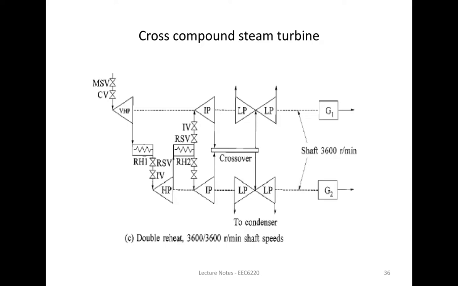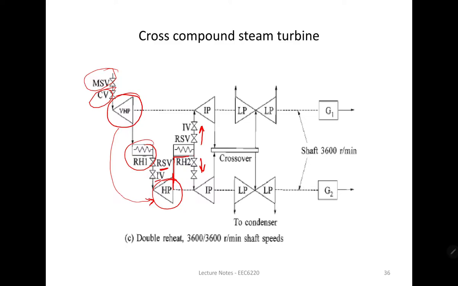Here you can see we have MSV, CV, and the very high pressure turbine. After the very high pressure turbine, the steam is going to the reheater. Through the reheater, it is moving to the intercept valve, and then to the high pressure. After the very high pressure, we are going after reheating to the high pressure, and the steam which is coming out of the high pressure is again getting reheated, and going in this direction and in this direction.